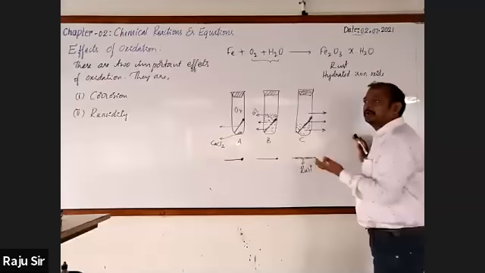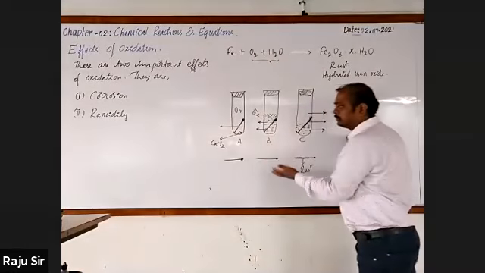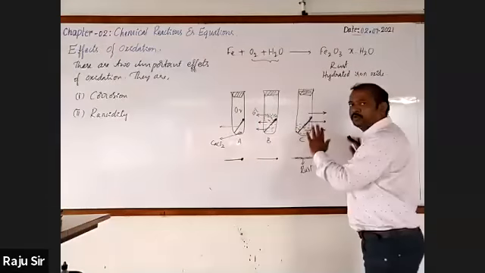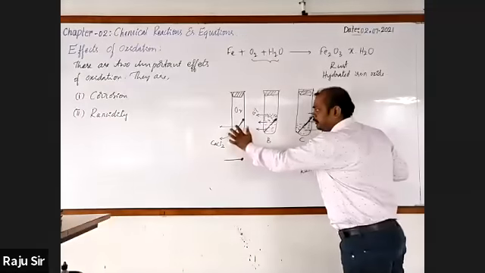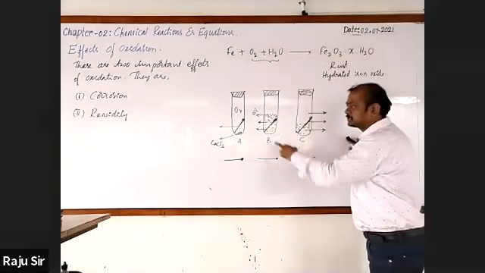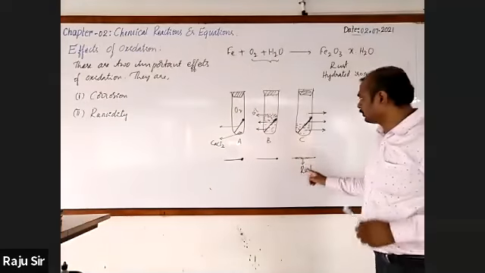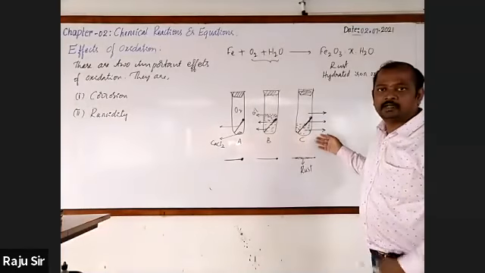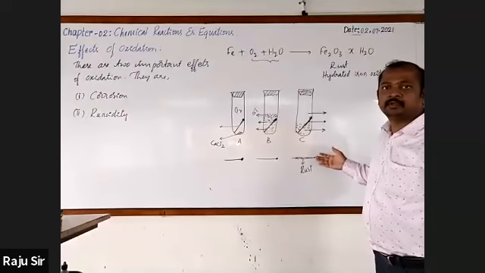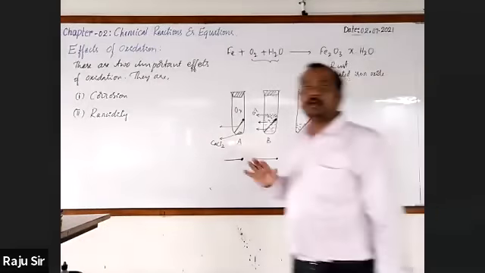After 6 to 7 days, you will come to know that there will be no change in the first and second test tubes, but there will be a brown coating on the third nail. It is because as it comes in contact with air and water, it gets rusted. Clear?